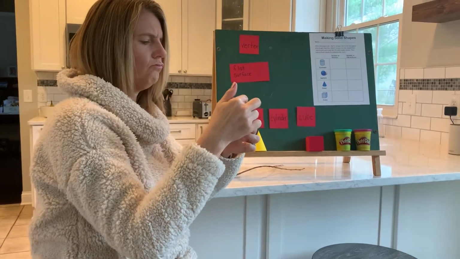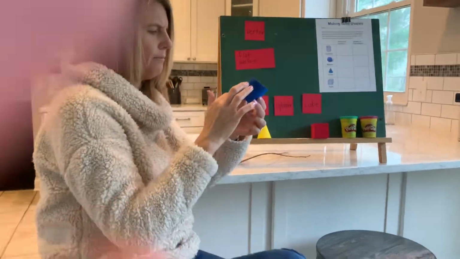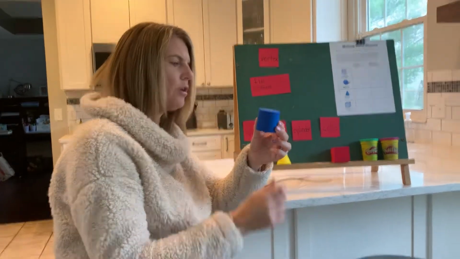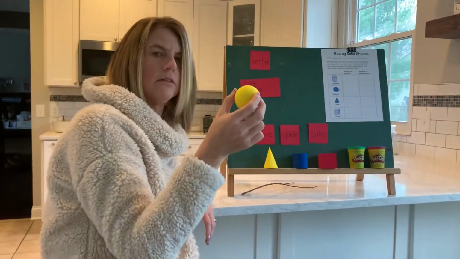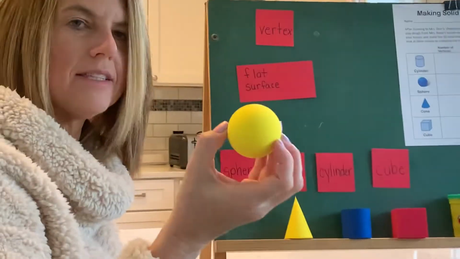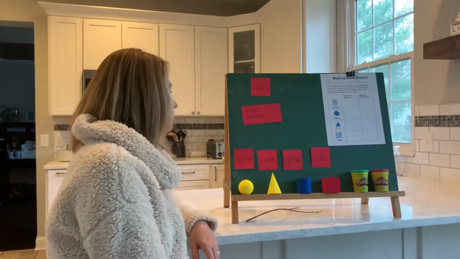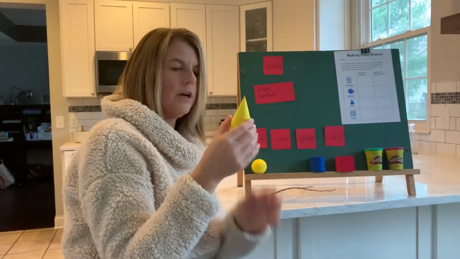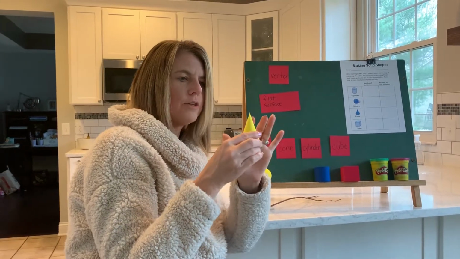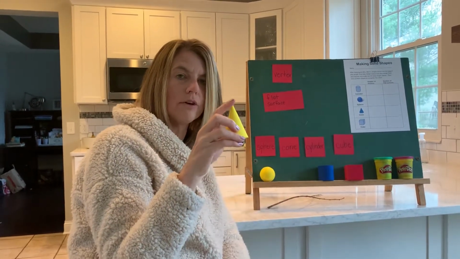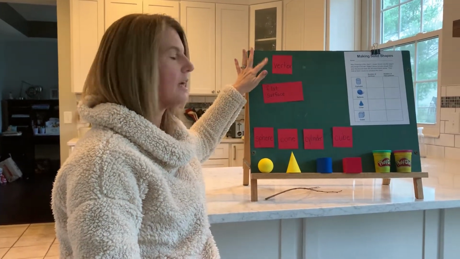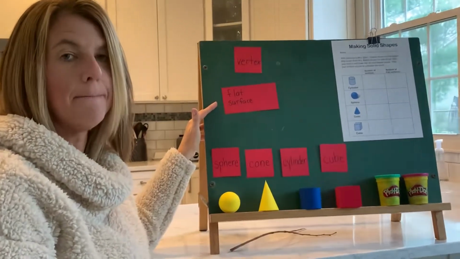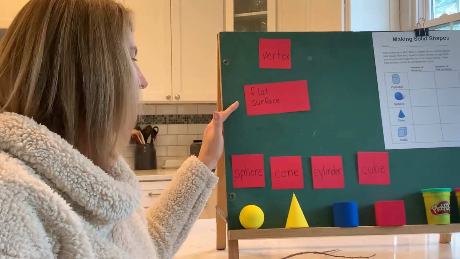Let's check out the cylinder. Curved, flat, but it doesn't meet any other flat surface, so there's no vertices on a cylinder. What about a sphere? There's no flat sides at all, so there's no vertices on a sphere. What about a cone? There's a flat surface and a curved surface that comes to one point, so it's one vertex. 3-dimensional shapes have vertices or a vertex and flat surfaces. They might not have both at the same time.